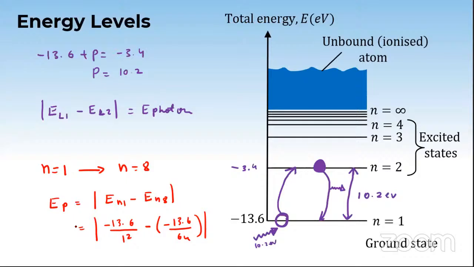13.6 by 64 is 0.2125. So 13.6 minus 0.2125 is 13.385. Therefore, the final answer comes to be 13.38. So if I provide this much energy in a photon to this electron in the first orbit, it will go to the eighth orbit.